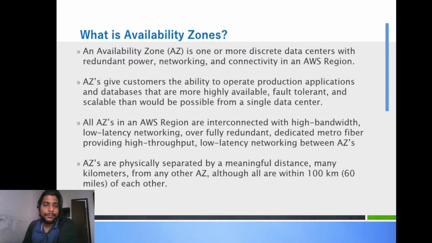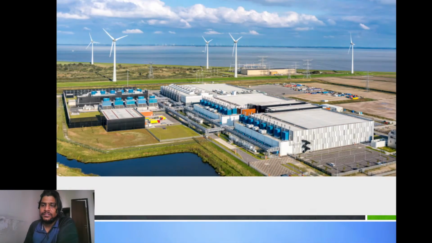Edges are physically separated by meaningful distance, that is many kilometers from any other edges, although they are within 100 kilometers or 60 miles of each other. There should be quite a distance. 100 kilometers is nearly two cities. One city will not impact another. Okay.